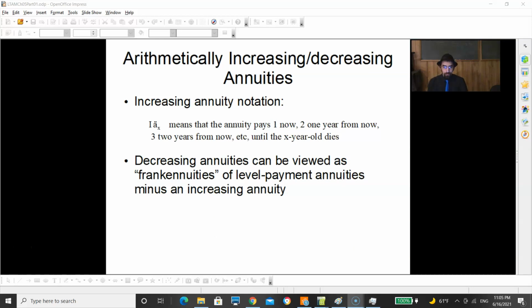So, a couple more ideas: payments that change over time. That is to say, they increase by the same amount from year to year, or decrease by the same amount from year to year. We'll have to introduce increasing annuity notation. If you see (Iä), that means the annuity pays 1 now, 2 one year from now, 3 two years from now, etc., until the x-year-old dies. And decreasing annuities can be viewed as Frankenannuities of a level payment annuity minus an increasing annuity. If you can't quite see that, I'm about to show you how.